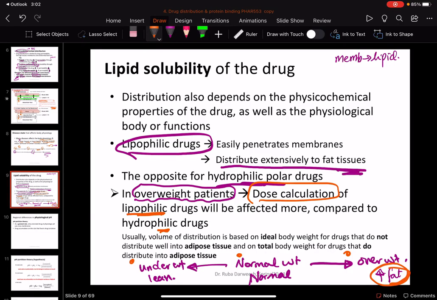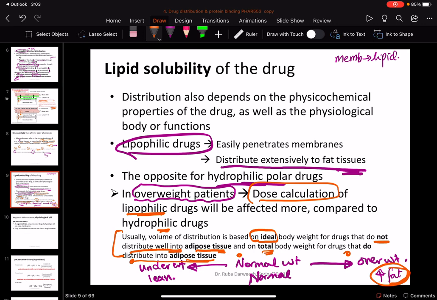So usually, if the drug goes to the adipose tissue because it's lipophilic, then we need to do a correction. In general, the volume of distribution is based on the ideal weight for drugs that do not distribute into adipose tissue, which means not the lipophilic drugs, and on total body weight for drugs that do distribute to adipose tissue.